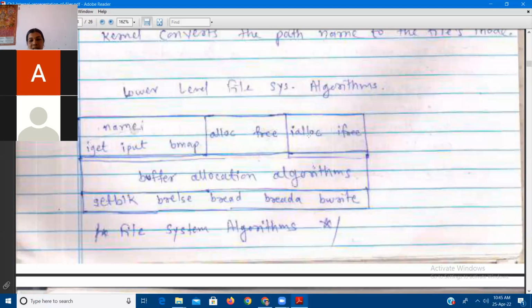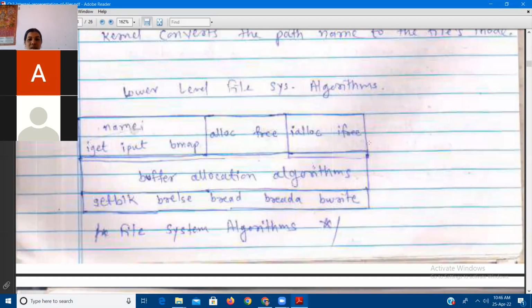And ialloc, that is inode allocation. Whenever a new inode is created, ialloc is used to allocate a new inode to that particular file, and ifree is used to deallocate the inode. So alloc, free, ialloc, ifree, all these are related to the file and disk inode. We'll see the difference between disk inode and in-core inode.